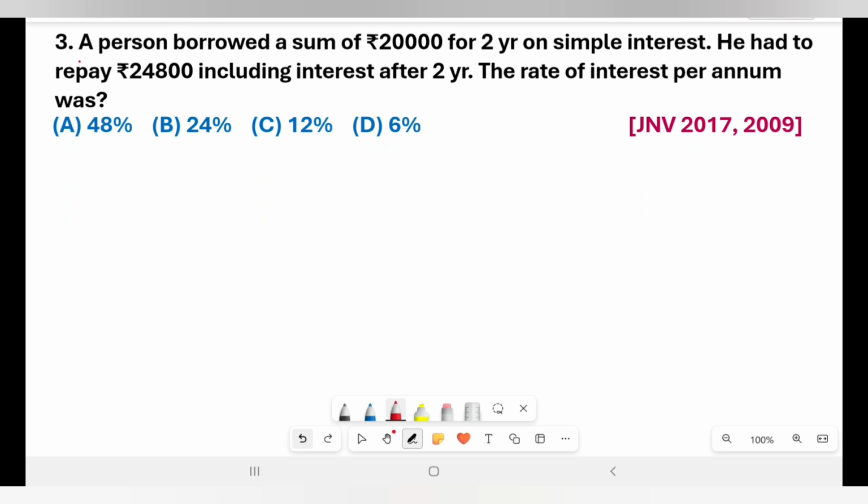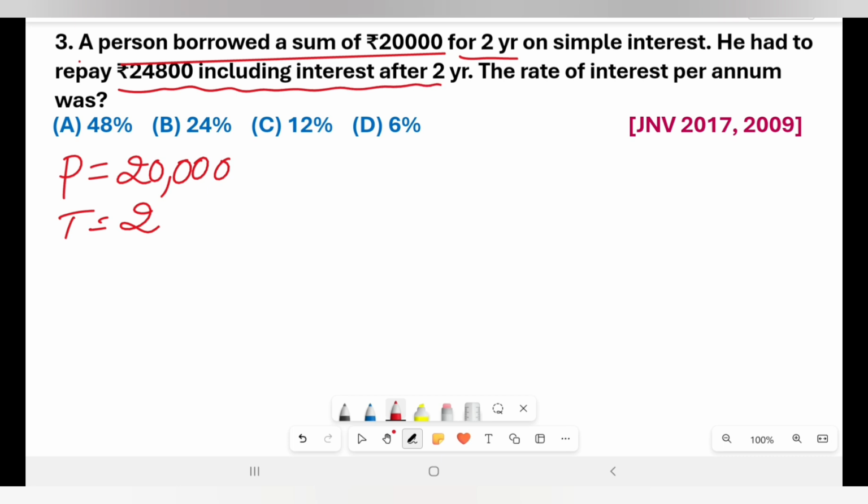Hello everyone, in this question, a person borrowed a sum of 20,000 rupees. That means a person borrowed a loan of 20,000 from the bank for 2 years, so t is equal to 2 years. He had to repay 24,800 including interest after 2 years. So after 2 years when he has to repay, the amount is equal to 24,800 including interest.